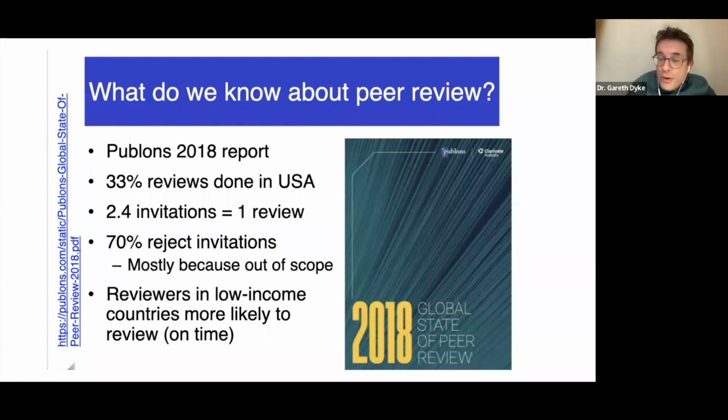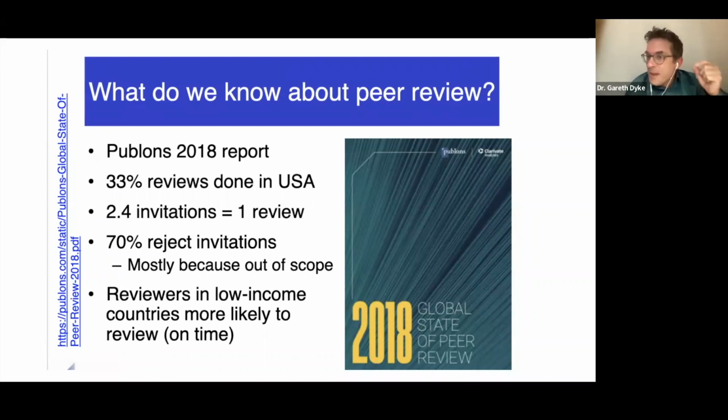Of 2.4 editorial invitations that journals sent out to peer reviewers, 1 review was received. So about 2 out of every 3 peer reviewers invited by journals to peer review papers did not accept the invitation. About 70% rejected, mostly because they felt that the paper they were being asked to review was out of scope, or they didn't feel that they had the necessary expertise. And isn't it interesting that this survey also pointed out that reviewers from lower income countries were actually more likely to send their peer reviews back on time.